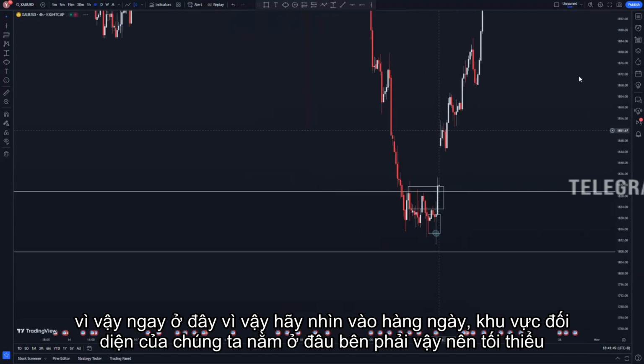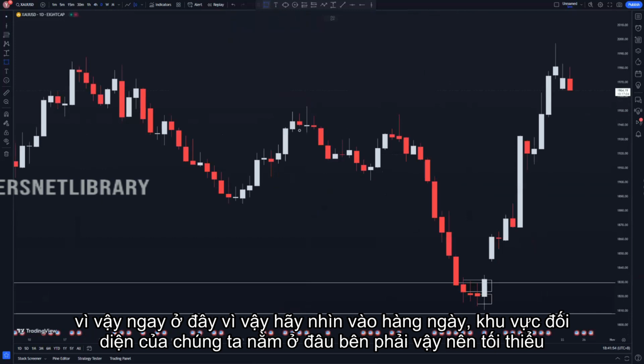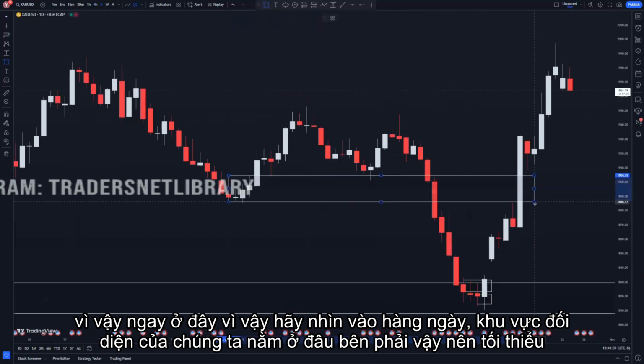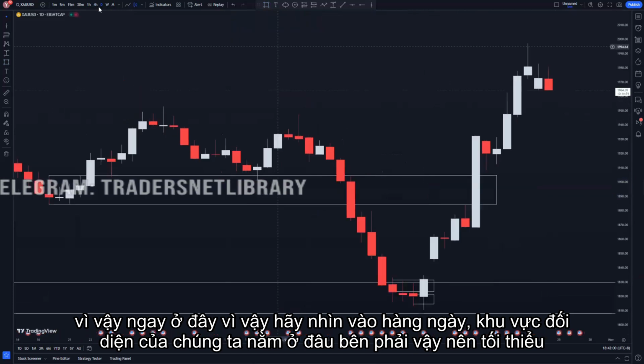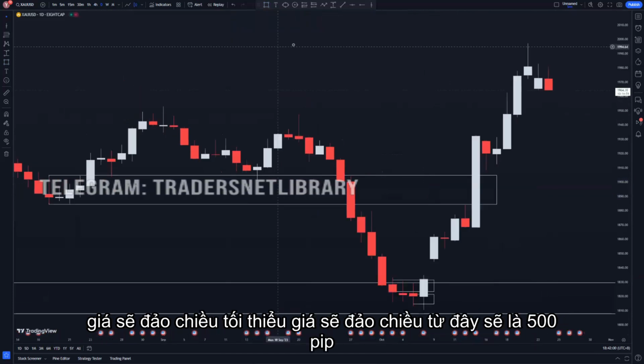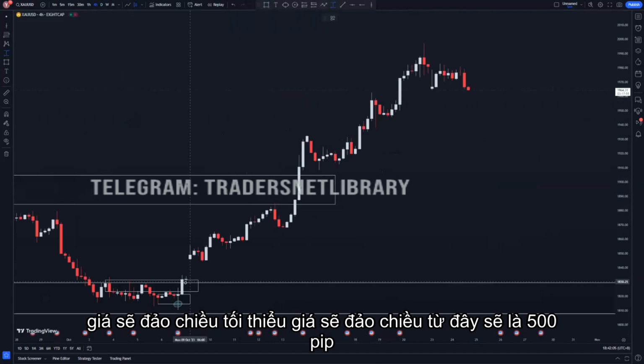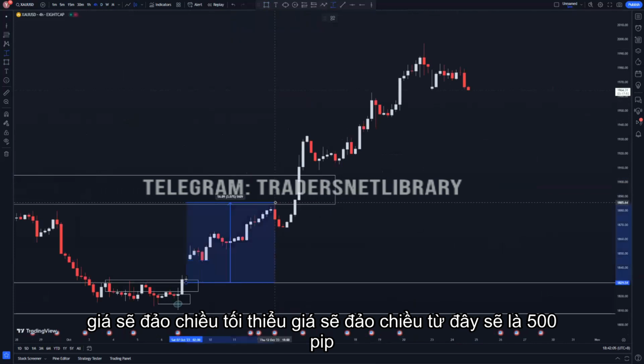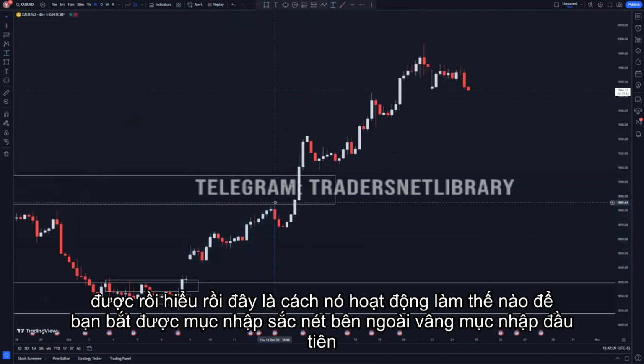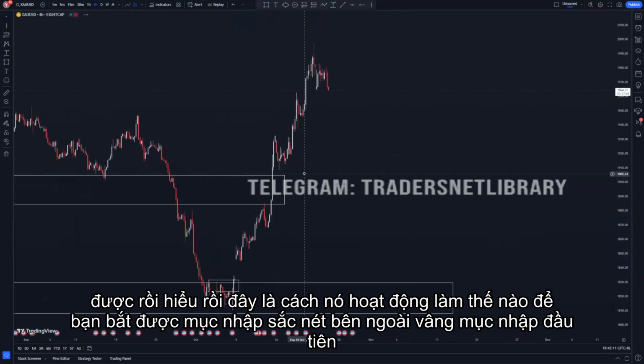So right over here, look at the daily. Where was our opposite zone? This one, right? So minimum, the price is going to reverse from here by 500 pips. All right. Get it? So this is how it works.